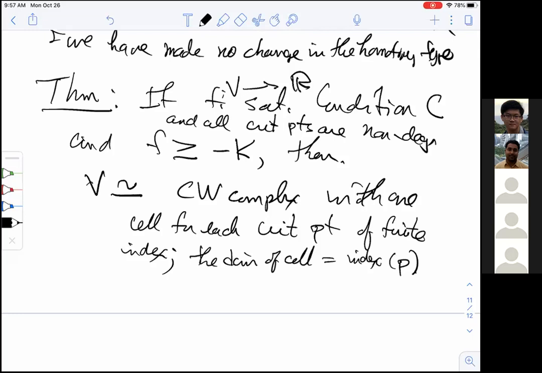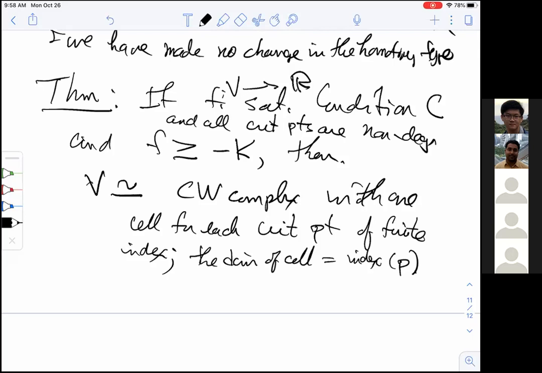Okay, so the point is, since F is bounded below, you start with a region where F is empty, and you build up from that, each time you pass a critical point, you add a cell. It's either a finite dimensional cell and you make the usual sort of homotopy change, or it's an infinite dimensional cell and that doesn't change the homotopy.